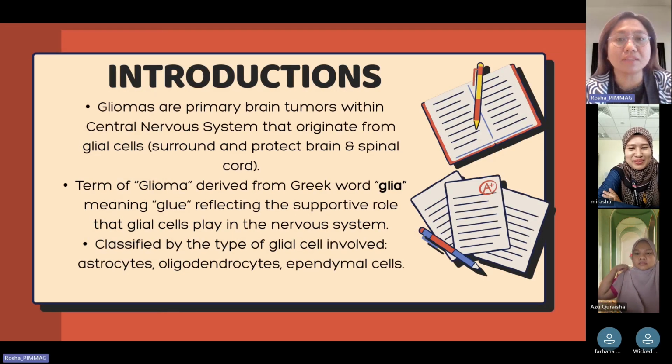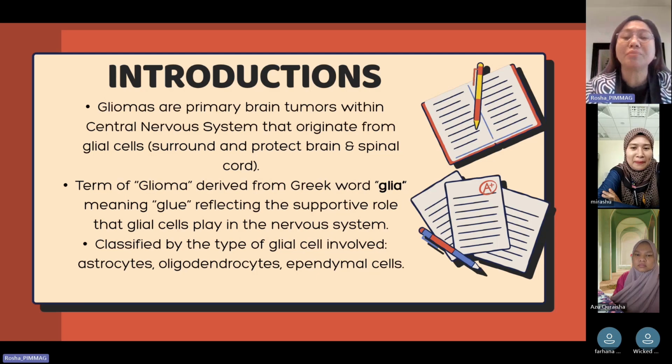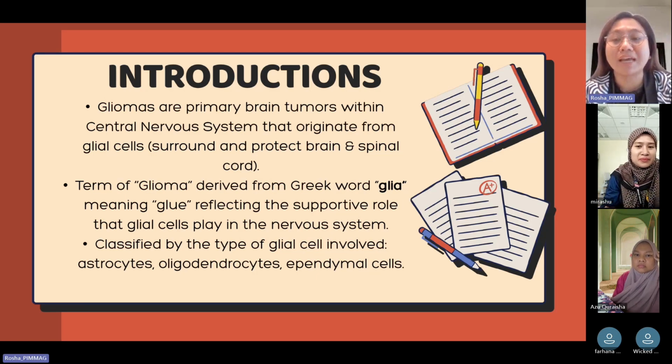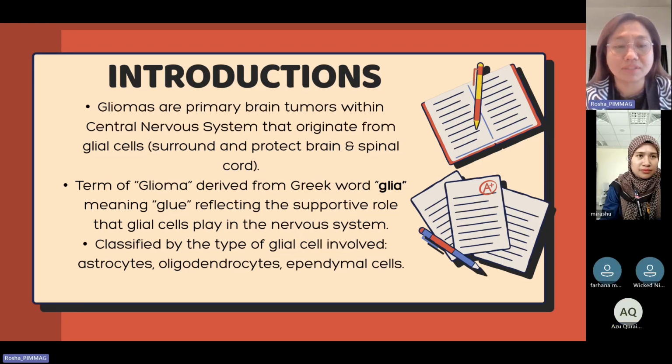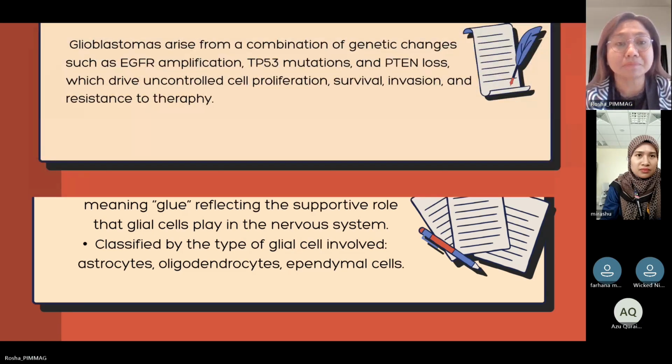So moving forward, the introduction: a glioma is a brain tumor within the central nervous system that originates from glial cells. They surround and protect the brain and also the spinal cord. The term glioma is actually from the Greek word glia, meaning glue, reflecting the supportive role that glial cells play in the nervous system. It is also classified by the type of glial cell involved: astrocyte, oligodendrocyte, and also ependymal cells.